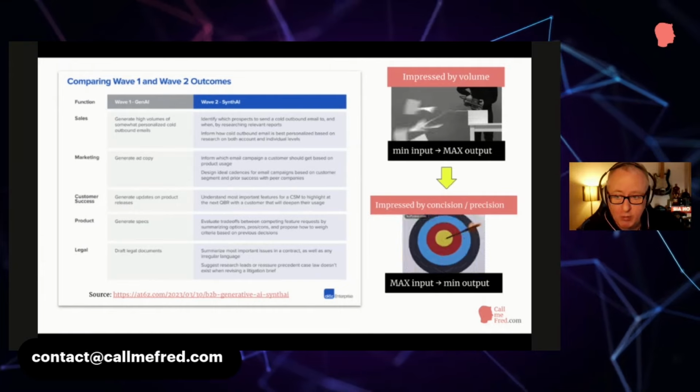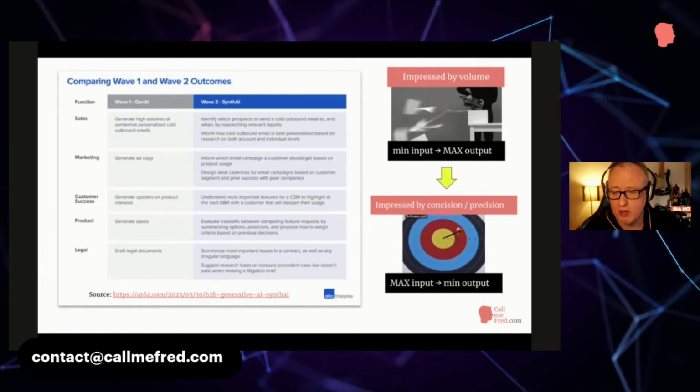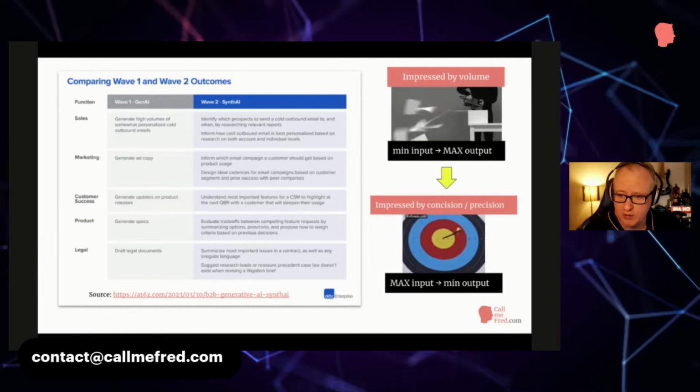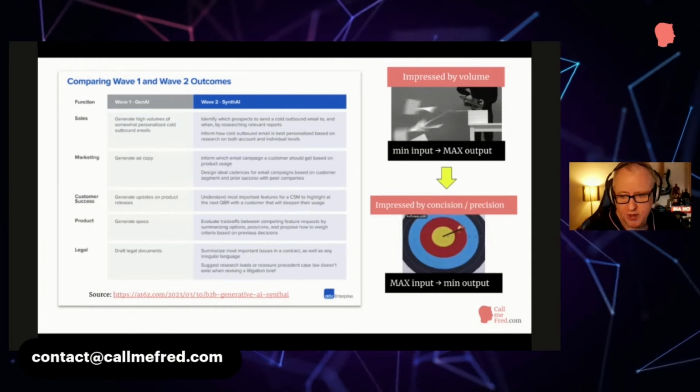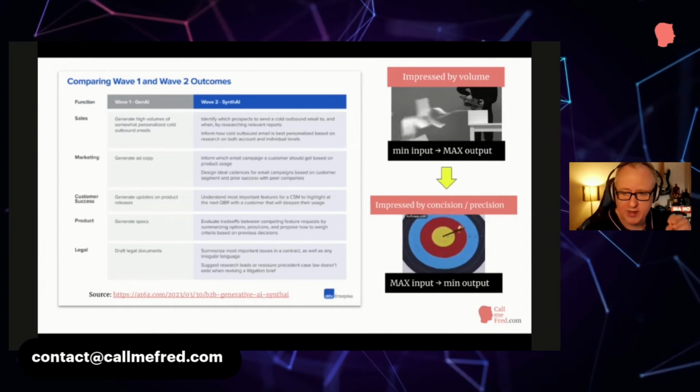So we have now minimum input, maximum output. That's pretty impressive. We want to share those results on Twitter. And we're coming to something which is more maximum input, leading to minimum concise output.